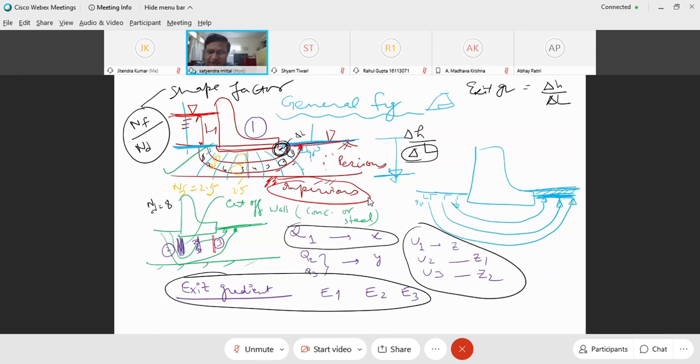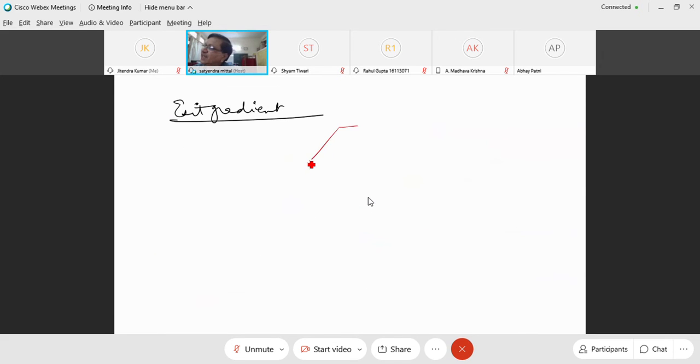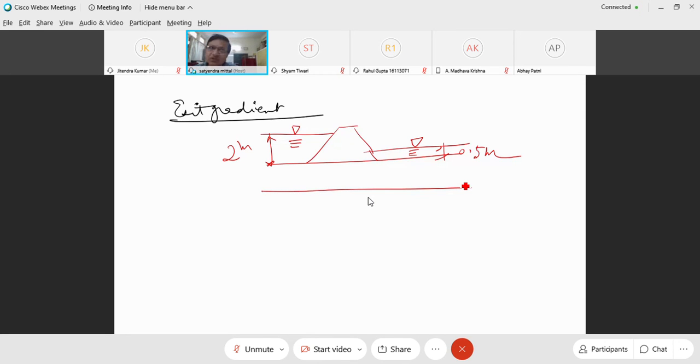Okay, let me try to explain this with another figure. Let us say this is an earthen dam. It is an earthen dam, not a concrete dam. This is the head of water on the upstream, and this is the head of water on the downstream. Say this is, for example, 2 meters, and let us say this is 0.5 meter. And what is this 0.5 meter? This is the seeped water which has reached the downstream side.